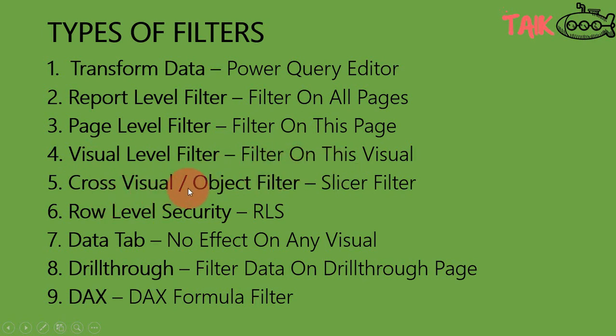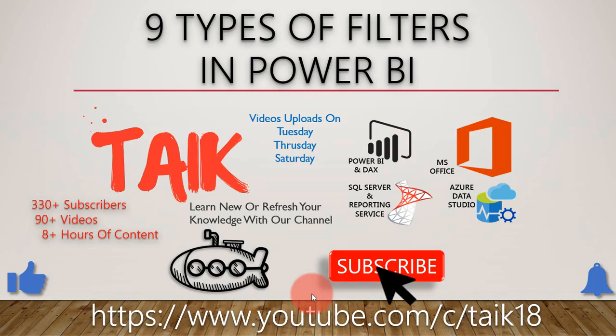And then cross visual or object filter. Example is slicer filter. And then row level security. And then the data tab, which will not have any effect on any visual on any pages. And then the drill through, you can filter data on the drill through page. The last one is the DAX formula. These are the 9 types of filters I have found in Power BI.